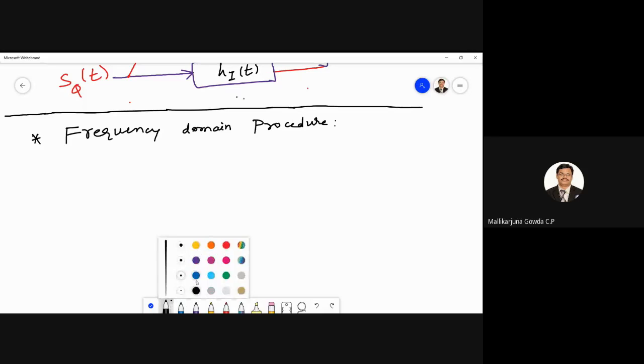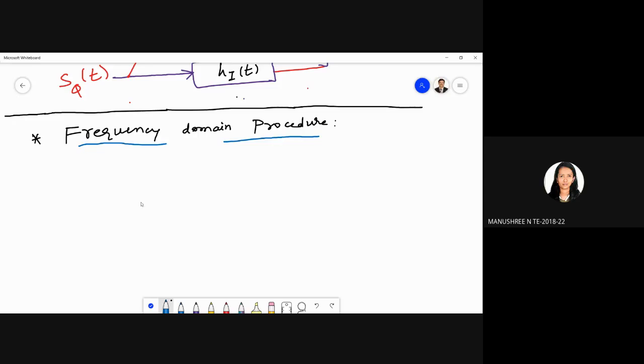let me start with the expression of equation 8, what I have written. Any one of you can say, what is equation 8? Yes, I need your support. x tilde of t is equal to 1 by 2 integration from minus infinity to infinity h tilde of tau into s tilde of t minus tau into d tau, right? So basically it is the complex envelope of the output signal of a bandpass system, right?